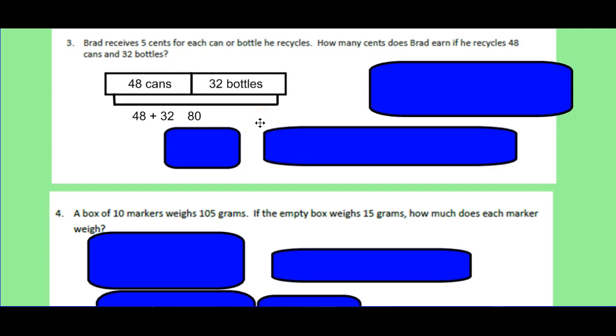So since we're trying to find out how many cents Brad is earning, let's use the letter C in our equation. So write your equation and make sure you're using the letter C. So the equation that we're looking for was 80 times 5 equals C. And in this equation, C is equal to 400. So 400 is going to tell me how many cents Brad earned for recycling the cans and bottles.